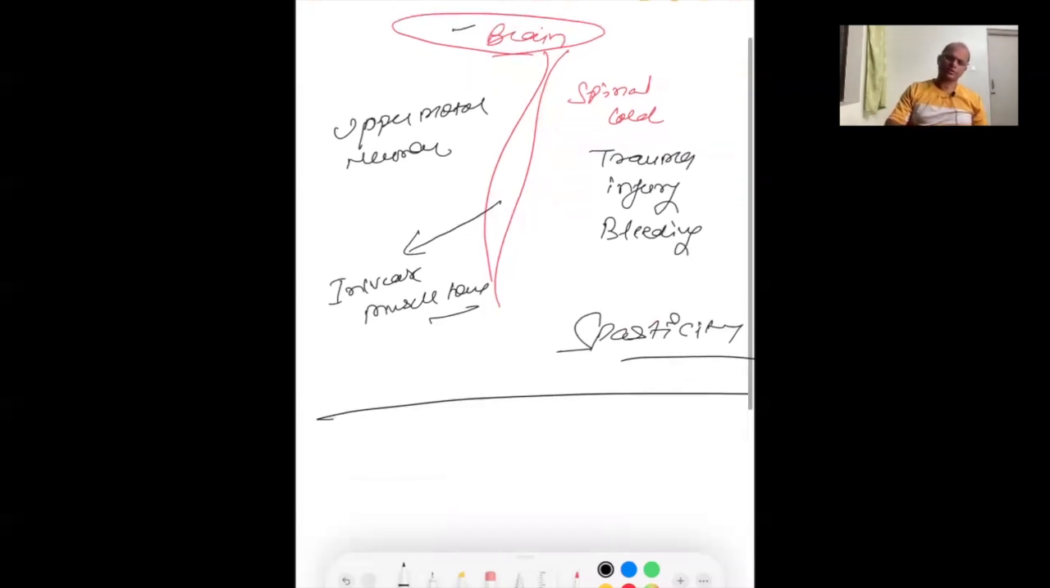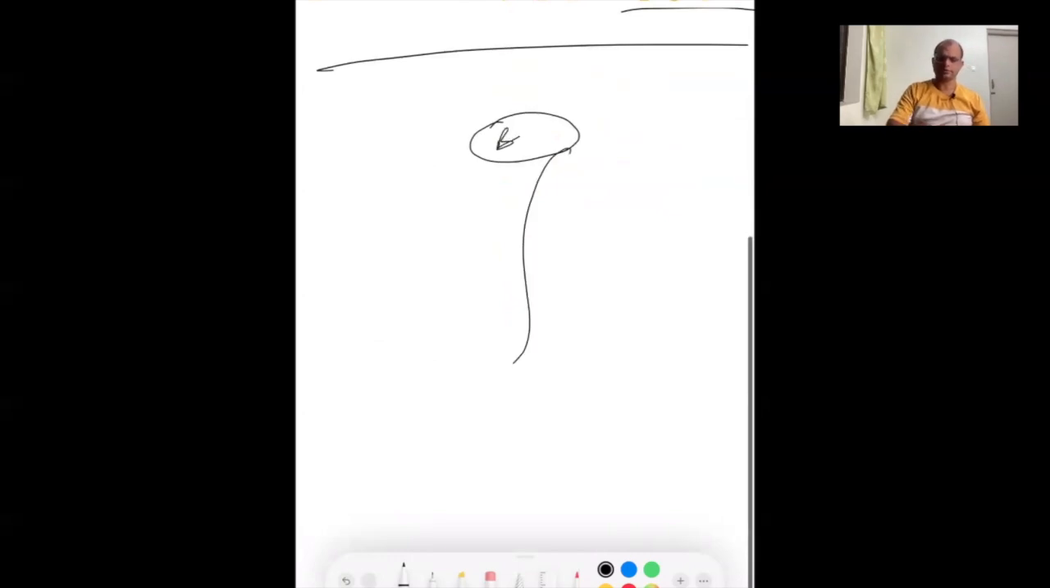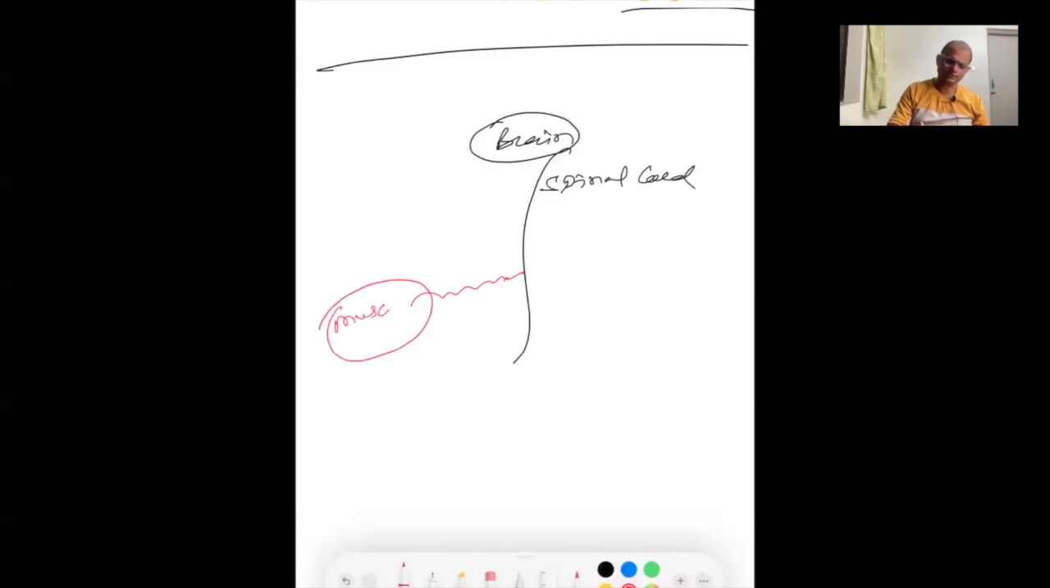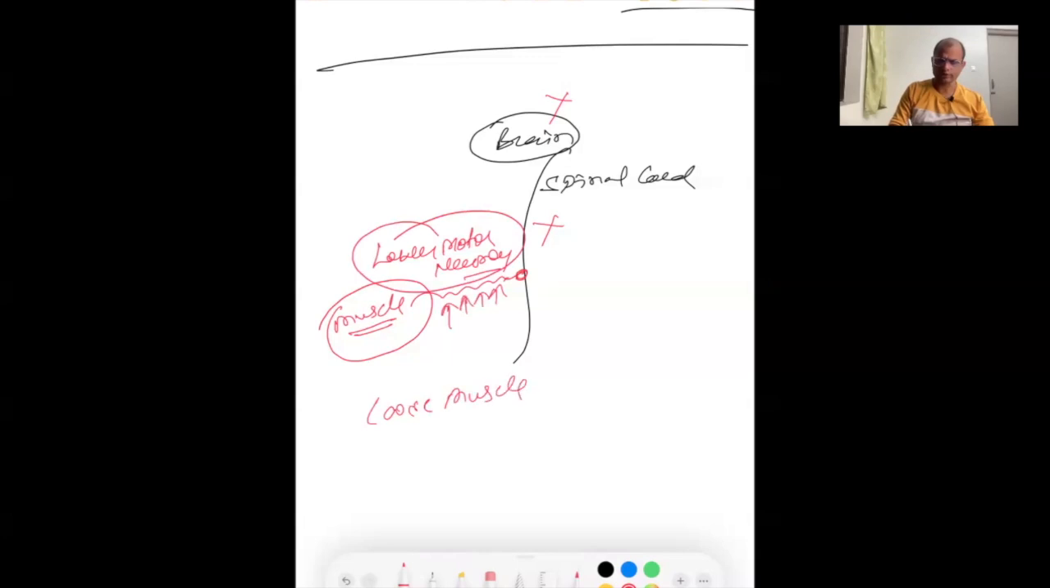What is the lower motor neuron? So brain and spinal cord we have talked about. Now the nerves starting from the spinal cord and going to the muscle. They are not coming from the brain. They are starting from the spinal cord and going to the muscle. They are called lower motor neurons. If there is no problem in the brain, if there is no problem in the spinal cord, only a problem in the lower motor neuron, and if paralysis happens, then the lower motor neurons are creating loose muscle tone or decreased muscle tone. Condition: flaccid paralysis.